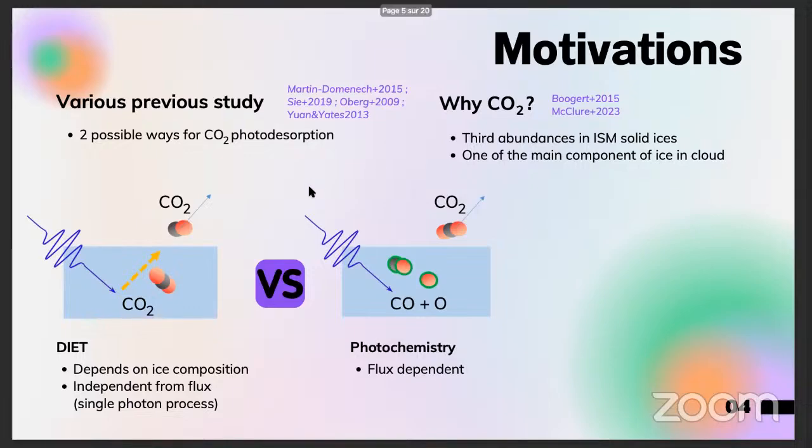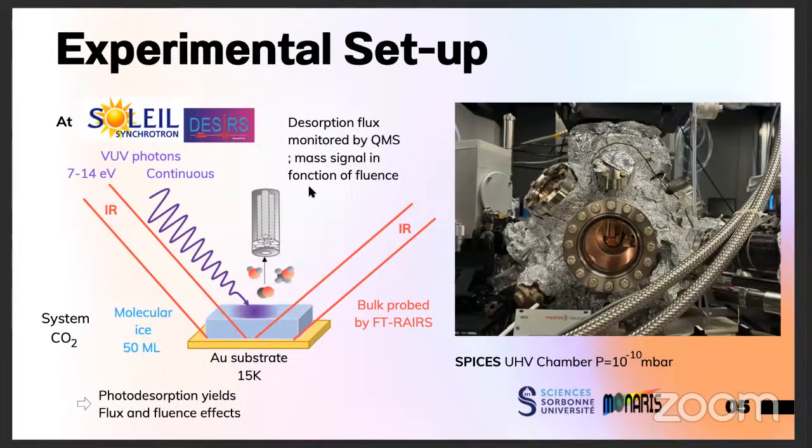So how do we proceed now? We have a new UHV chamber called SPICE at MONARIS that we can move onto the DESIRS beamline output at the Synchrotron Soleil facility. On it, we have a gold substrate that is cooled down to 15K, and we're going to grow molecular ice of CO2 of a few monolayers.